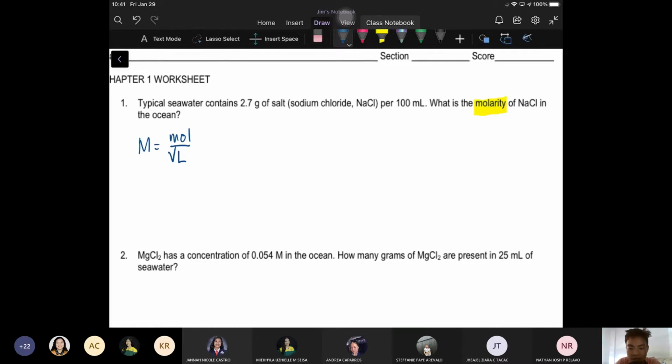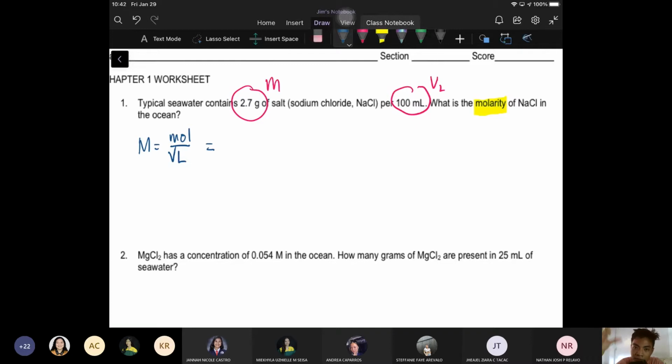Okay? So, let's look at the given. Ano yung mga sinabi sa problem? We are given the volume of the solution. So, okay na tayo dyan. And the mass of the solution. So, ano pwede natin gawin? Mass yung binigay, hindi moles. So, pwede tayo mag-convert from mass to mole using the mass-mole relationship.